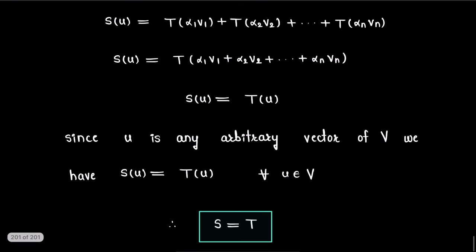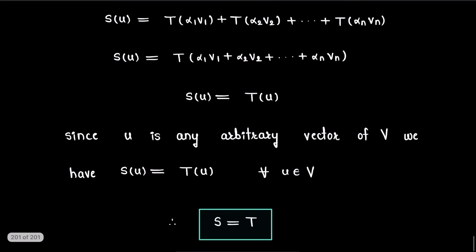Now note that as U is an arbitrary vector in vector space V, and we get S of U equal to T of U for such a vector, we must have S of U equal to T of U for all vectors U in vector space V. And thus, from the definition of equality of two maps, these two homomorphisms S and T must be equal, and this proves our result.